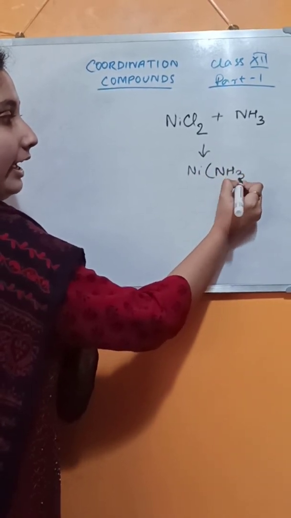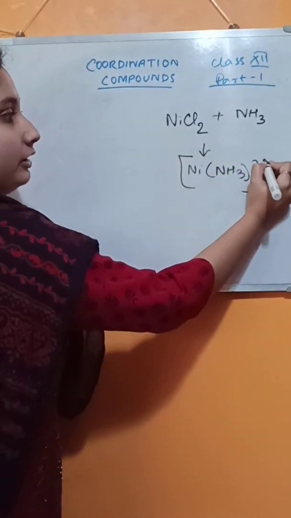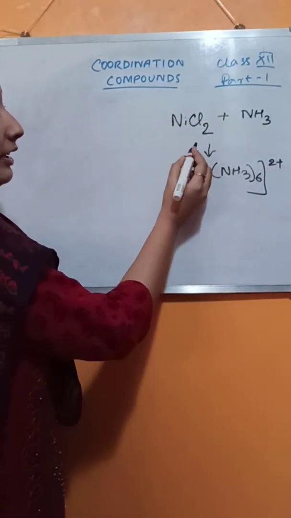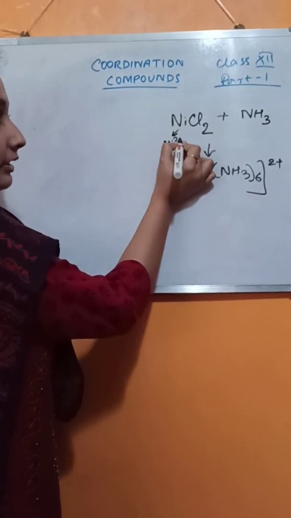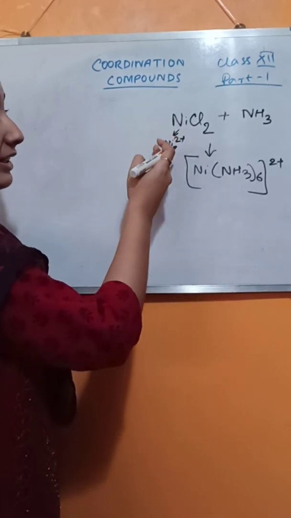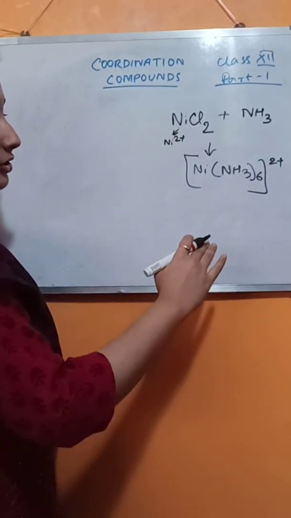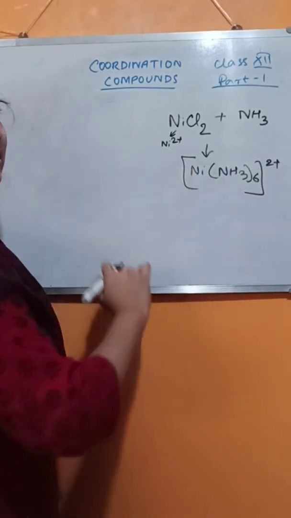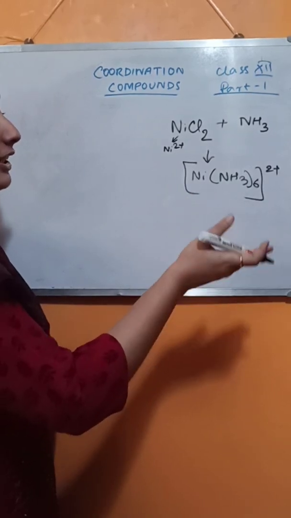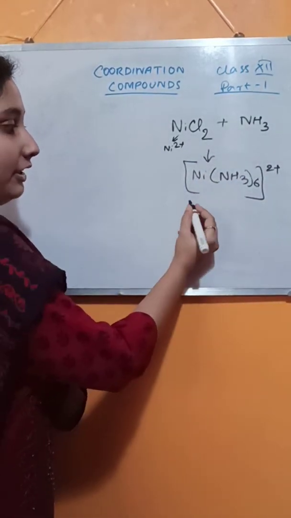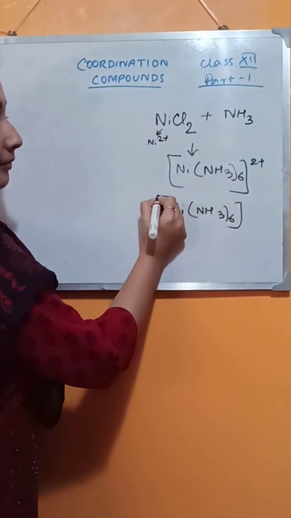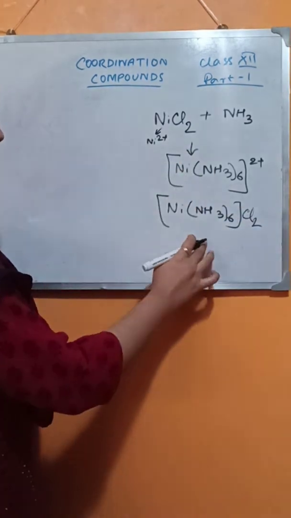of Ni(NH3)6 2+ is obtained. The green color of NiCl2 is basically of Ni2+. That green color is discharged and we will get a purple color solution. On evaporating this purple solution, we will get crystals of this complex salt.